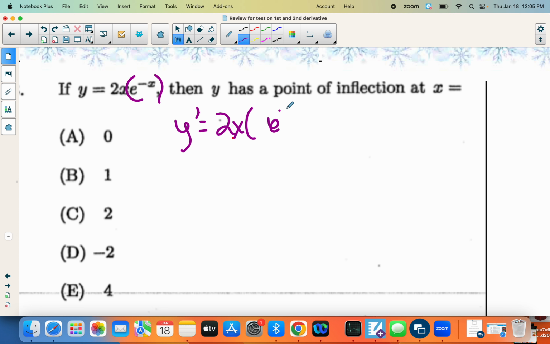Copy it down. Ln of e is 1 times the derivative of negative x, which is negative. And then I'm going to say plus the second times derivative of the first. Then I got to make a decision because I got to get to the second derivative for a point of inflection. So I'm thinking, do I want to clean that up any? Or do I just want to do, let's just do it as is. I mean, I don't think it matters either way, really.